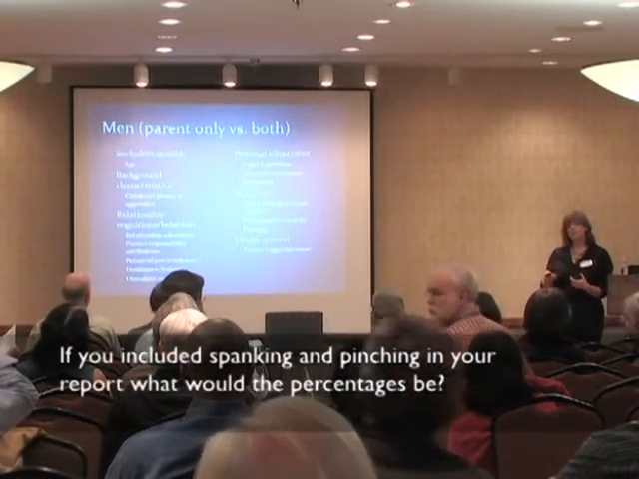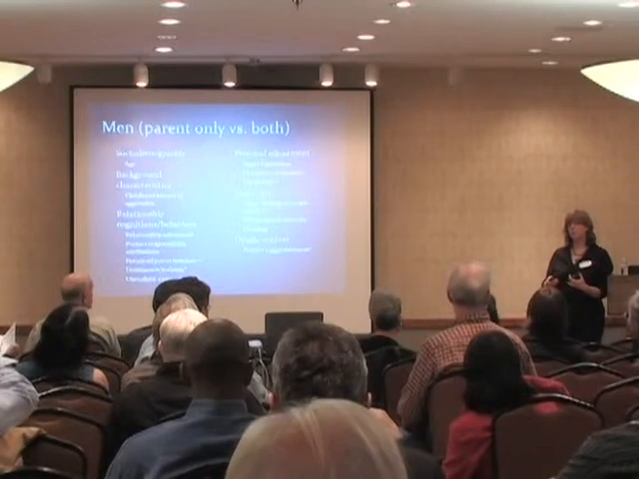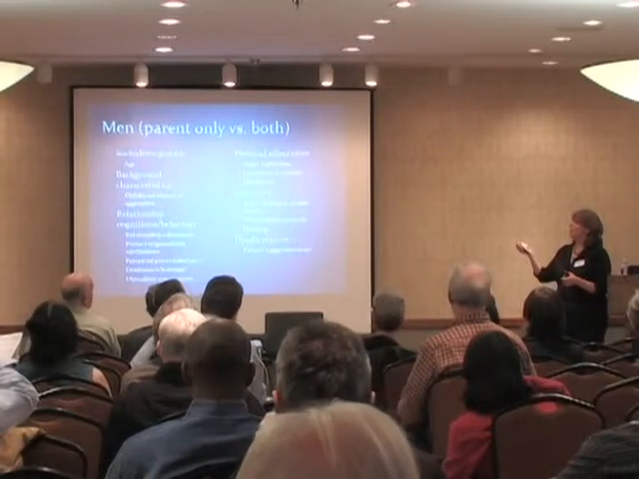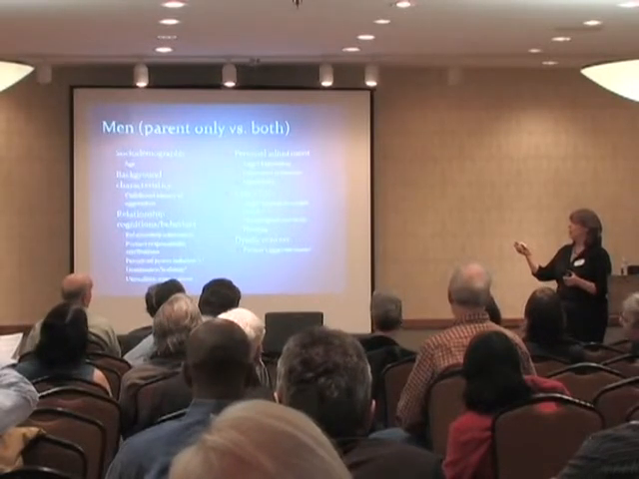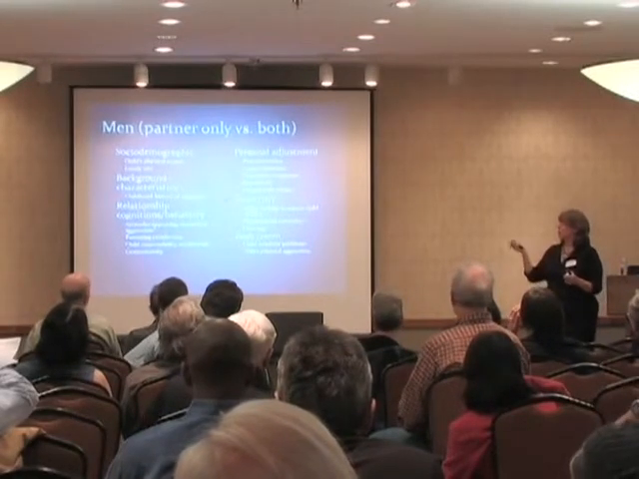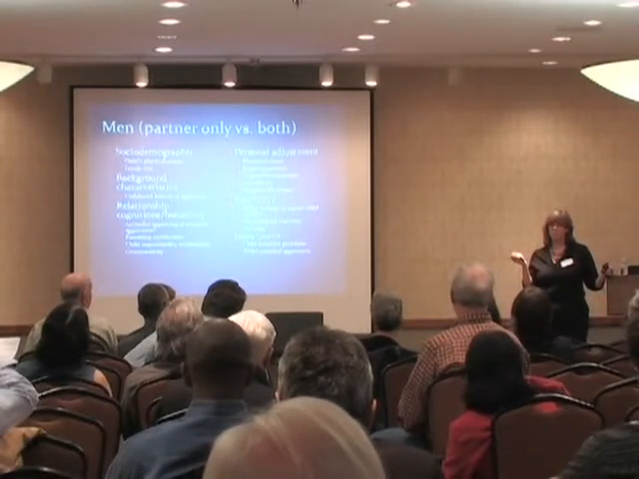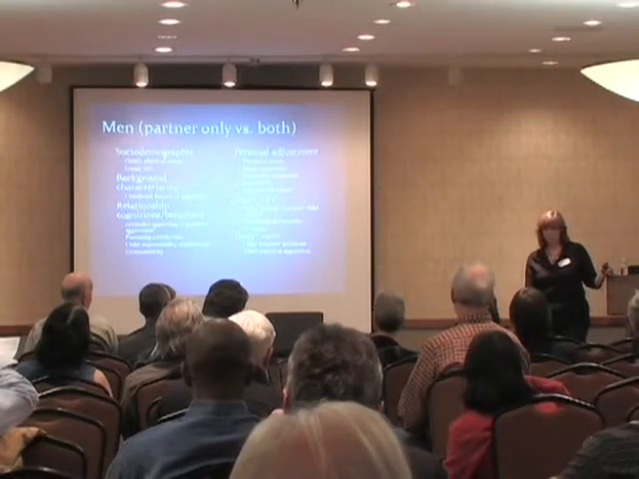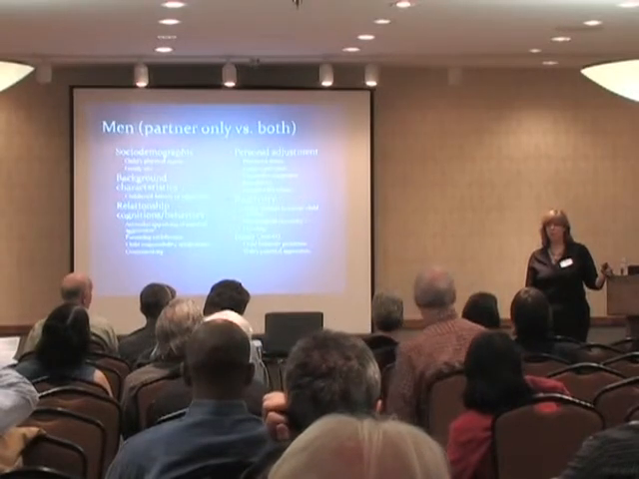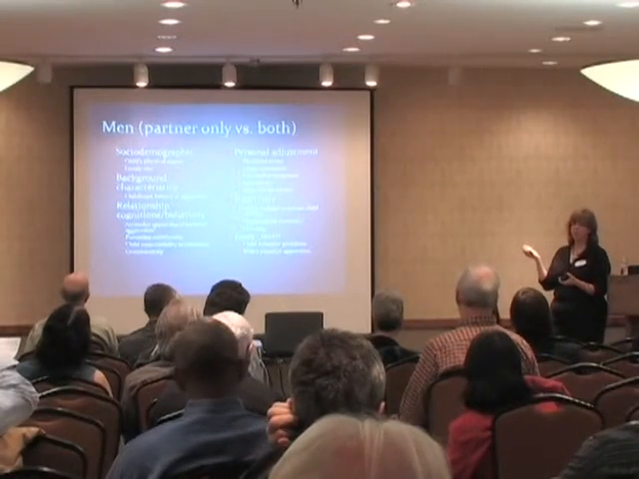You included spanking and pinching in your code. What would be the percent? Well, in this analysis, we would have a lot more parent-onlys than both, whereas now they're about equal. In the partner-only versus both analysis, we'd have almost no one in both. Because everybody is, if you include more minor corporal punishment, remember that was an 88% prevalence, and so we'd have very few people who we could look at as being not aggressive to their kids.